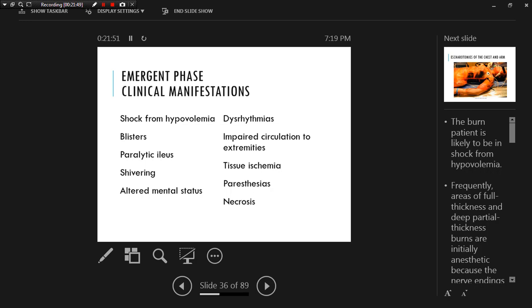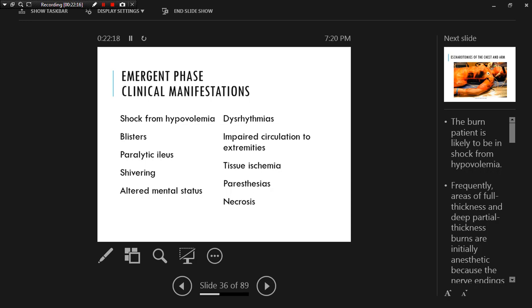We might see shivering because these patients have lost, especially with increased percentage of total body surface area and depth, a lot of insulation, so they're shivering to try and attempt to generate heat. Altered mental status, especially if their blood pressure is low, they're hypovolemic, and also if they have some of these upper or lower airway injuries.